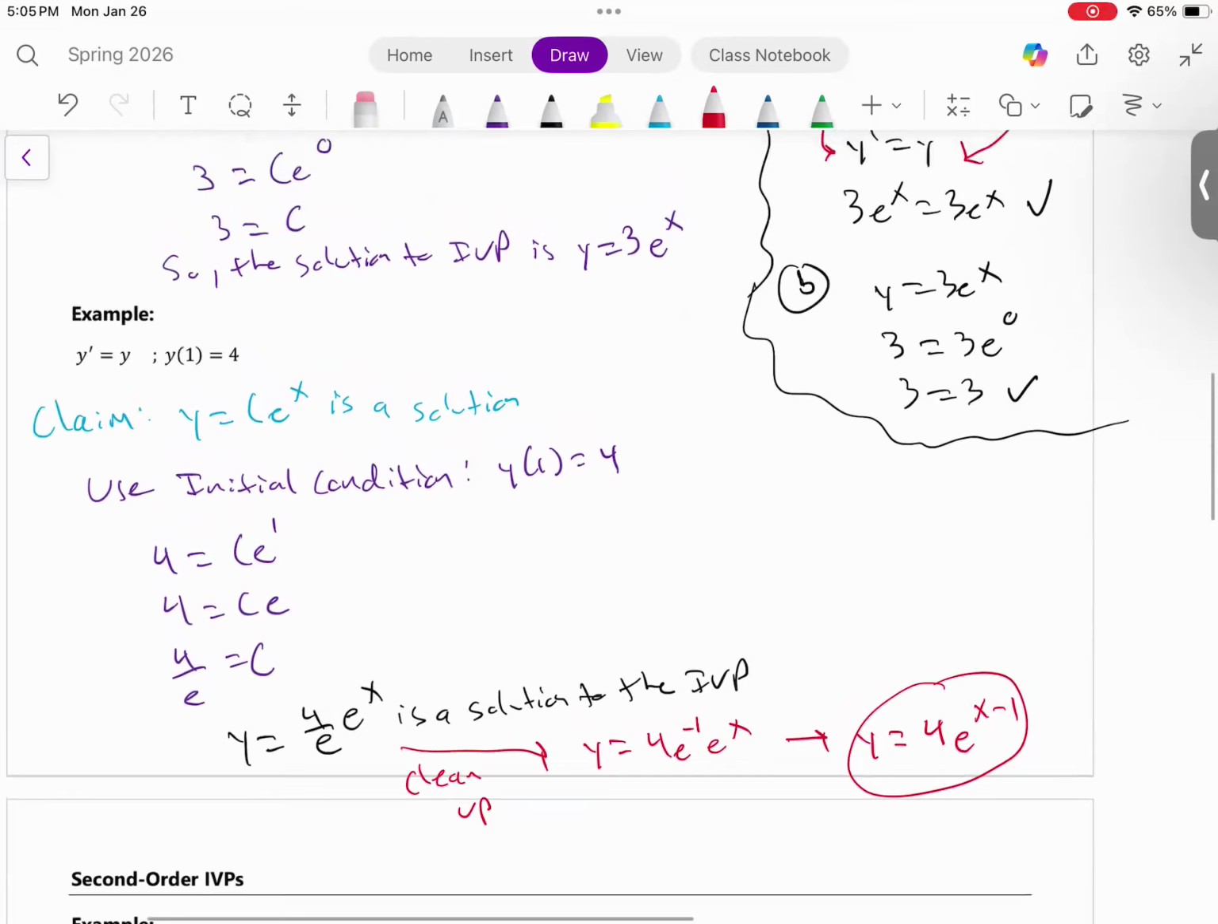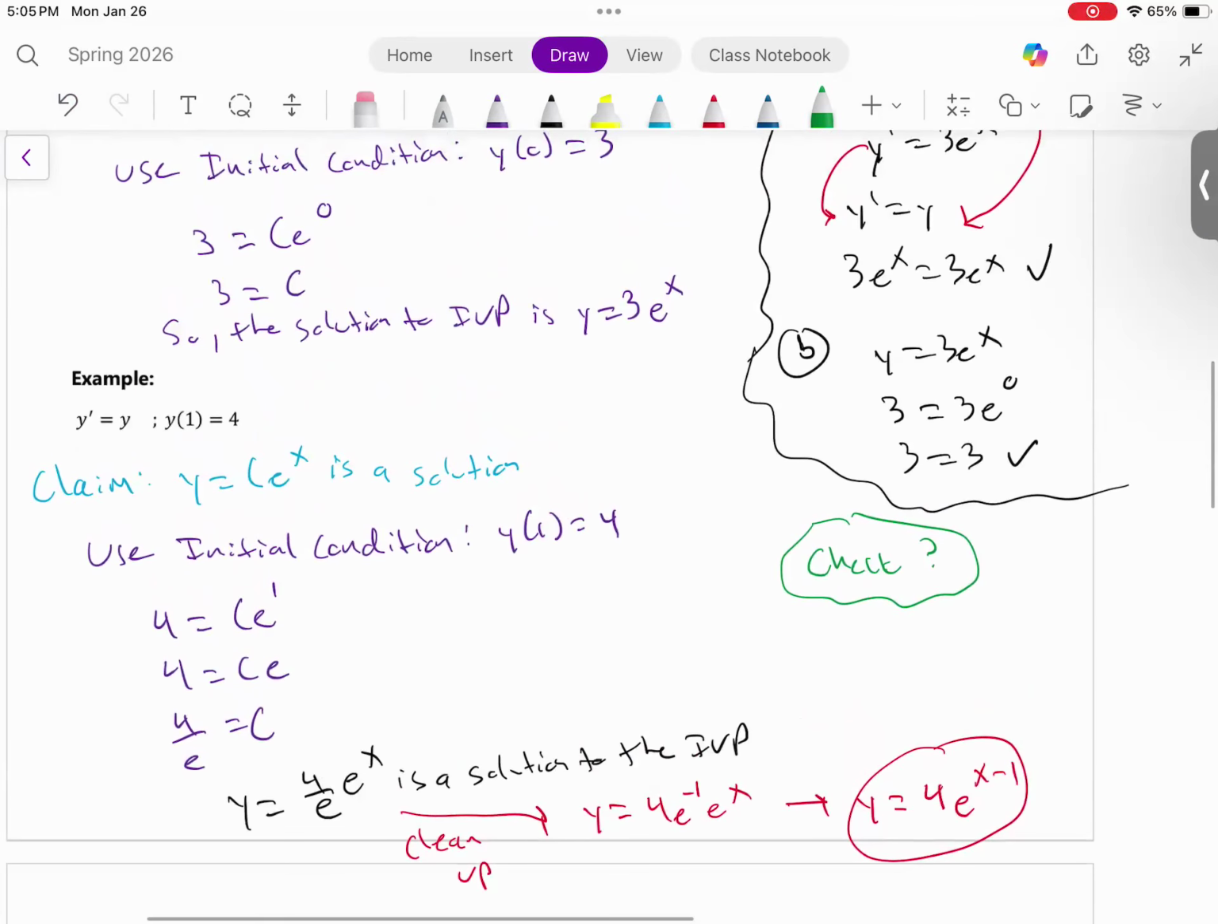And you could check if you want, but I'll leave that up to you, but it is correct. Feel free to check on your own if you want that practice. So that takes care of the first order initial value problems, just a couple examples.